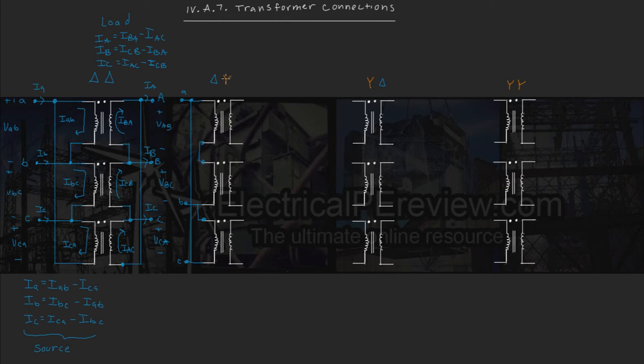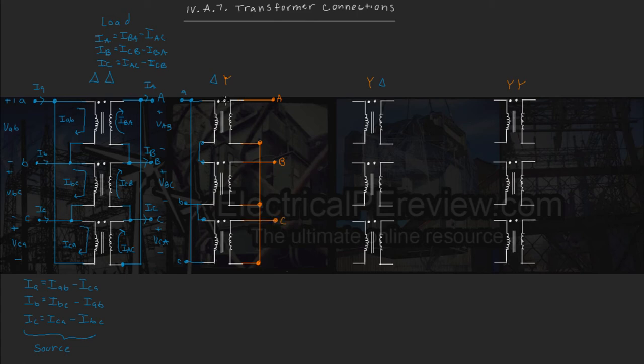So for our load Y, all three phases are going to be connected together at this center point, the star point. So let's make that star point right here. We're going to tie in the bottoms of our first, second, and third transformer right here, here, and here. Now that all three phases are tied in at the center, we're going to draw out our load A line, our load B line, and last, our load C line.